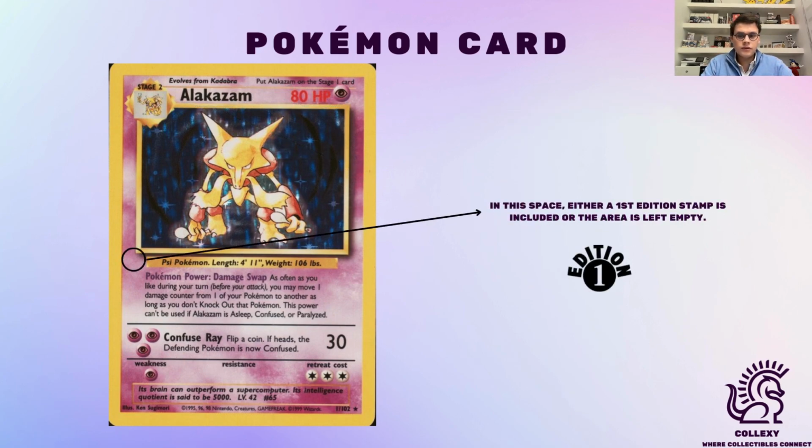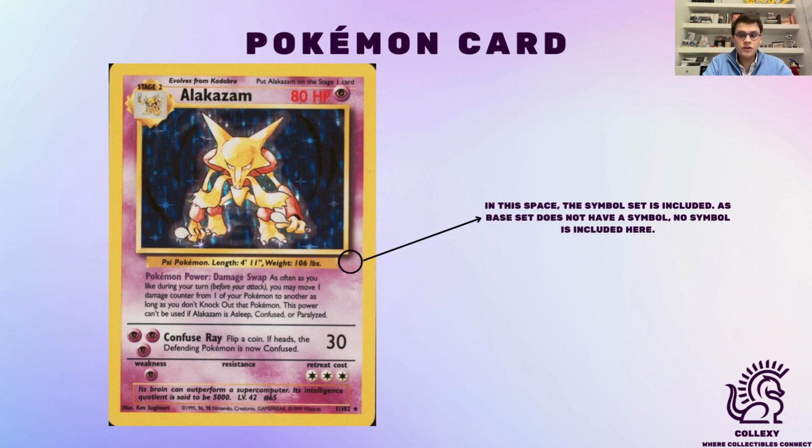So we have now talked about the art box and all the elements above the art box. On the left hand side, under the art box, you can now see an empty space. Either that space is empty or there is a first edition sign. This is also a very important element of the Pokemon card and will also affect the desirability and rarity of the Pokemon card. So now on the other side of the card, on the same level, you can see also an empty space because normally there would be a symbol set in that space. However, as base set does not have a symbol set, this space is currently empty.